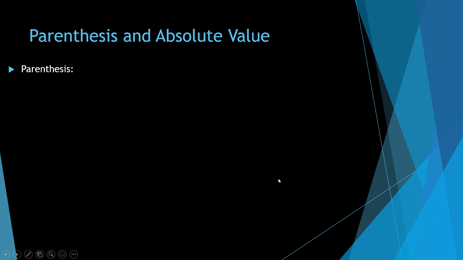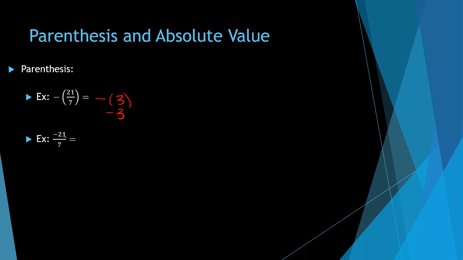Here we have some examples with parentheses and absolute value. If I do what's inside the parentheses first, remember when we do PEMDAS, we have to do the math inside parentheses first. This negative is outside. If I have 21 divided by 7, I get 3. So I have this negative 3, which is just going to give me negative 3.